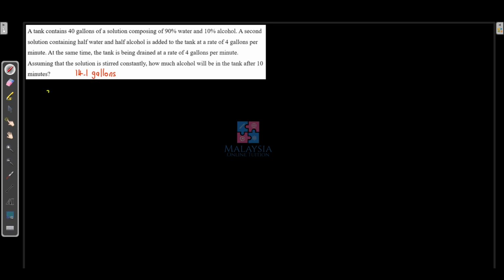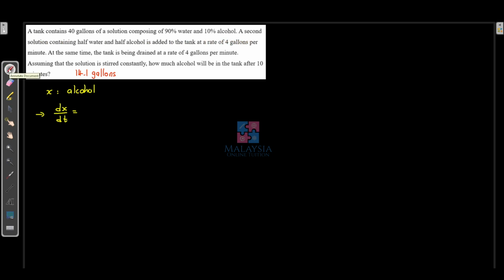For the start of this question, x is going to be the amount of alcohol present in the tank. So what we need to find first is dx over dt. Realize that at the same time that alcohol is going out of the tank, because the tank is being drained at the rate of 4 gallons per minute. We know that in the tank we have 40 gallons of the solution, 90% of it is water and another 10% is alcohol. So we have the alcohol going out of the tank. And at the same time, alcohol is being added to the tank through the second solution, at the rate of 4 gallons per minute as well.